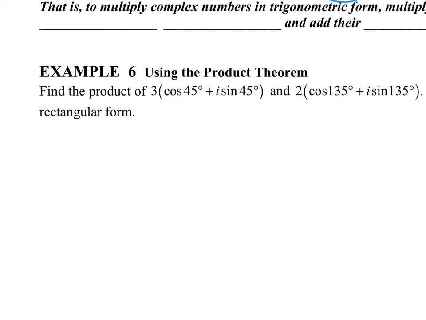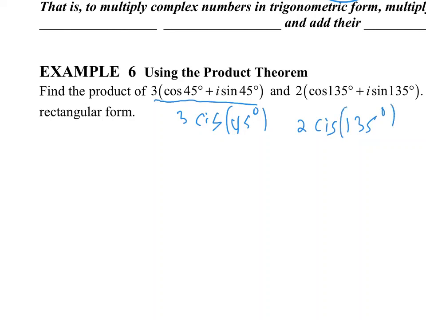So we want to find the product of 3 cis of 45. I'm going to call that 3 cis of 45 degrees. And I'm going to call this 2 cis of apparently 135 degrees. So when I do my product of that, everybody understands this could be 6 something. 6 what? 6 cis of 45 degrees plus 135 degrees.